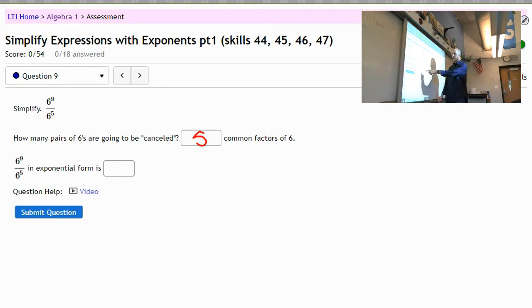Then the answer in the next box is left in exponential form. Again, don't get your calculator and multiply this out. So we just subtract the exponents. 9 minus 5 is 4. So this is going to be 6 to the power of 4. The base stays the same. It's just that exponent that changes. Since the numerator had the larger exponent, we don't need to worry about the denominator. The denominator canceled, it's 1, and we don't need to write that down.